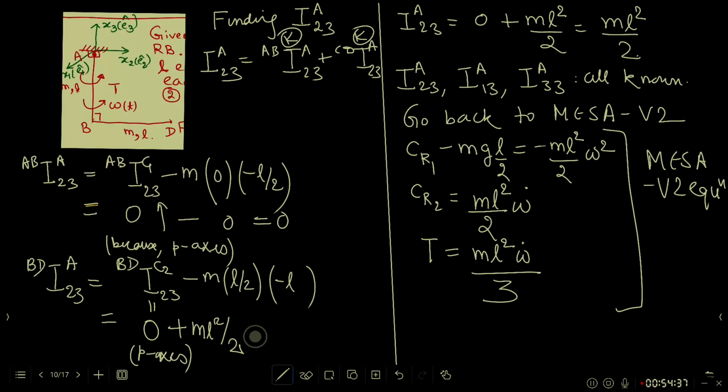Now the third equation is of immediate interest to me. Why? Because this equation can be solved directly to get omega dot. Omega dot turns out to be 3T by ml square. They wanted us to find it. This becomes an answer right away. One of the answers.